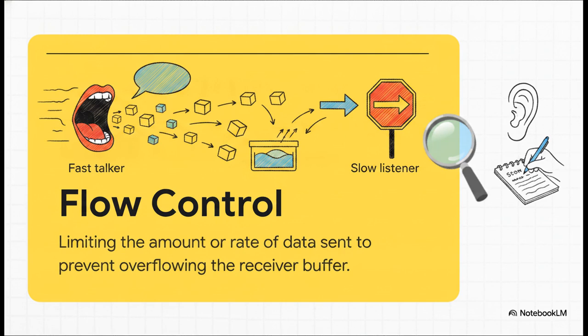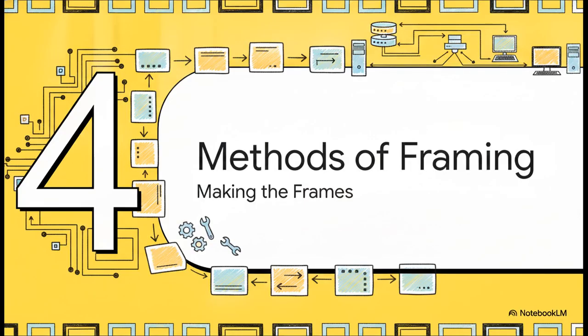And finally, flow control. Think of flow control like trying to slow down a really fast talker so a slow listener can actually write down everything being said without missing a single word. If a powerful sender just blasts frames faster than a slower receiver can process them, the receiver's buffer overflows and poof, frames get lost. Flow control steps in to prevent that massive traffic jam. Let's move into Section 4, Methods of Framing.